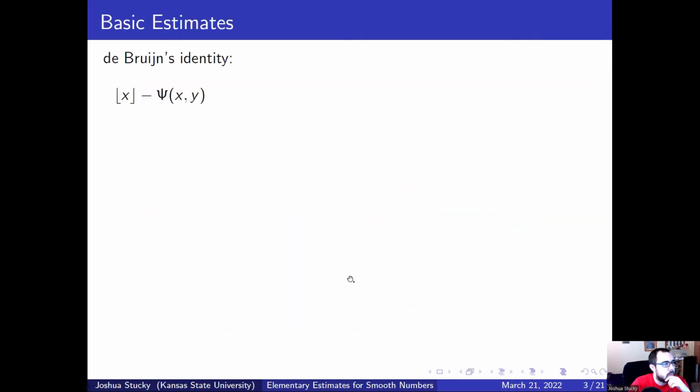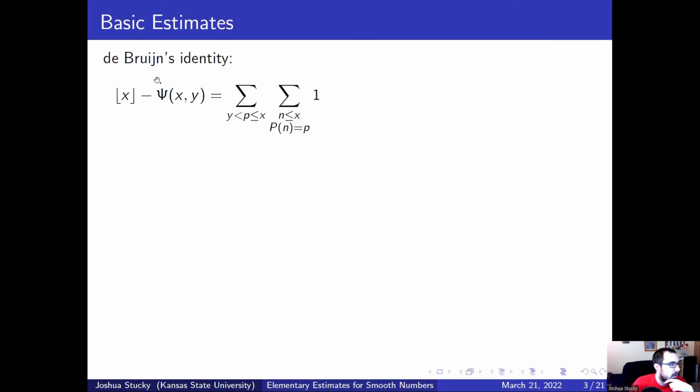Okay, so the first thing I want to talk about is something called de Bruijn's identity, and it's just Buchstab's identity, but it gives you a really nice recursive identity for the summatory function for the smooth numbers, just in the same way that you have for a regular sieving function, because this is a sieving function. It's just sieving out by all the primes that are greater than y, right?